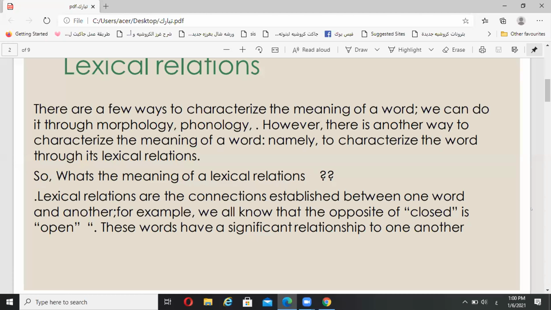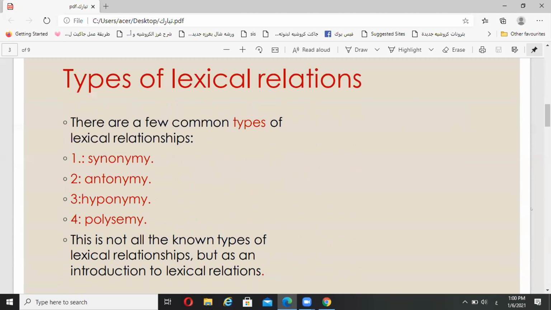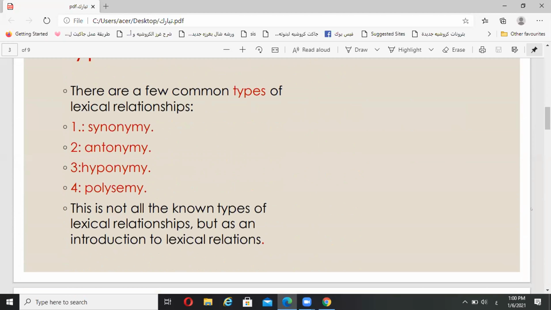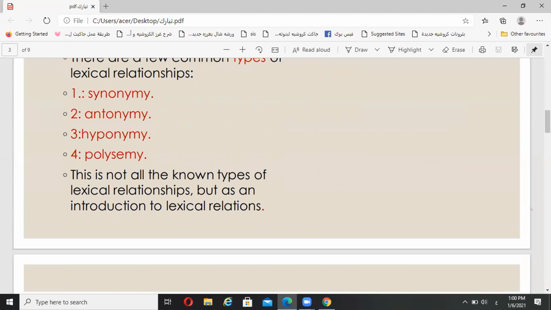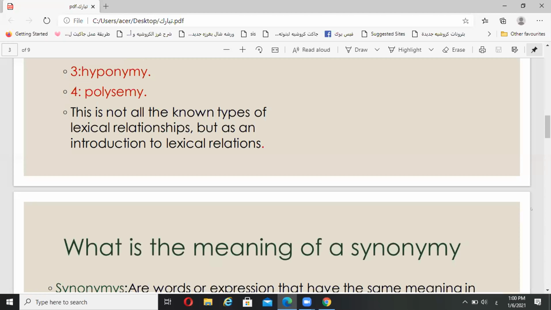Please, Malak, give me another slide. Excellent. So open, close, these are opposites. Here we have the types. There are a few common types of lexical relation. The first ones are synonymy, antonymy, hyponymy, and polysemy. This is not all the types of lexical relation, but it is an introduction to lexical relation.